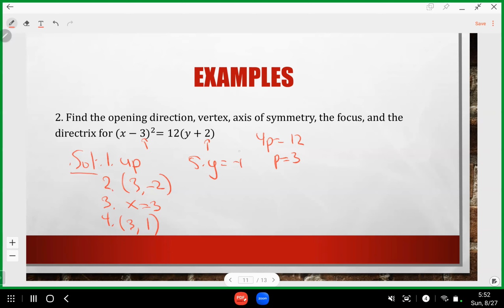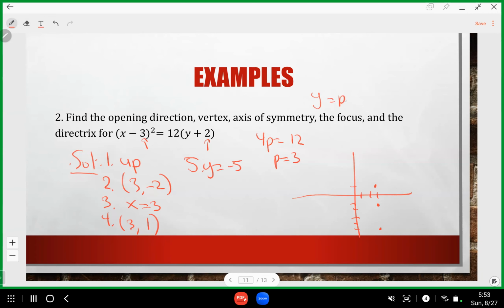Actually, no, that's incorrect because the formula was incorrect. The directrix here, because the vertex is at (3, -2) and the focus is at (3, 1), is (3, -5). So it's y is equal to -5.